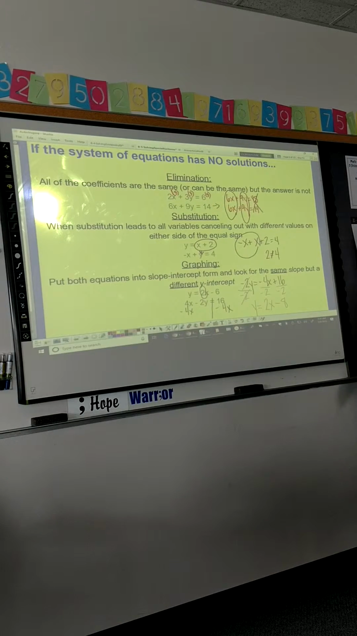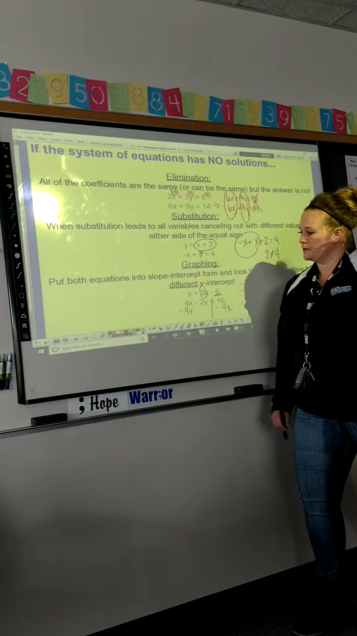So how do we know that this will be no solution? Because the slopes are the same, but the y-intercept is different. They're going to start at different spots. Yep. So if you were to end up with a negative y and then equals whatever, would you just multiply everything by negative 1? You can do that, or you can divide by negative 1. Either way, yes. That's the perfect solution in that scenario.